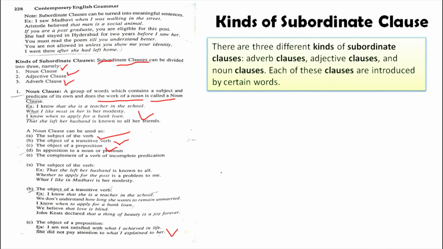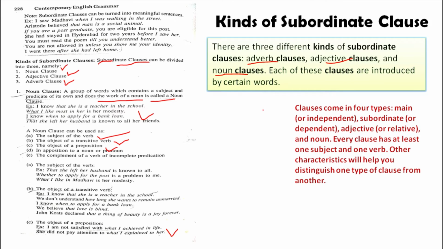Okay, so there are three different kinds of subordinate clauses: adverb clauses, adjective clauses, and noun clauses. Each of these clauses is introduced by certain words. So clauses come in four types: main or independent, and subordinate or dependent, which can be an adjective or relative clause, or a noun clause.